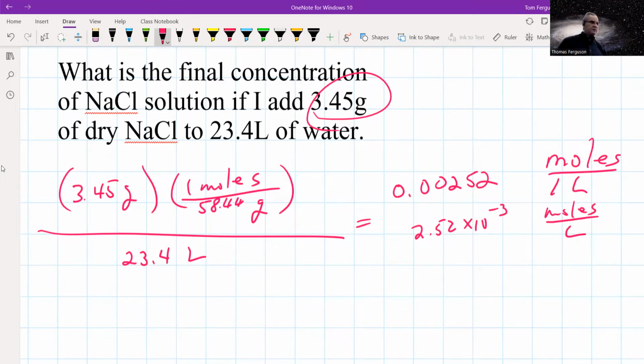So 0.00252 or 2.52 times 10 to the minus 3 moles per liter. Again, the focus is moles per liter. So if we're starting with grams, you've got to convert to moles. If we're starting with the molarity, then we take the moles to grams. It's just the opposite approach.